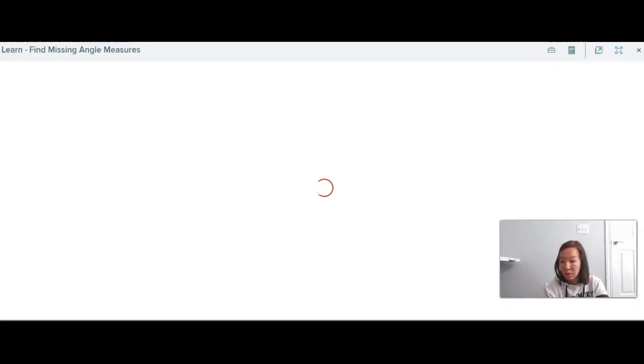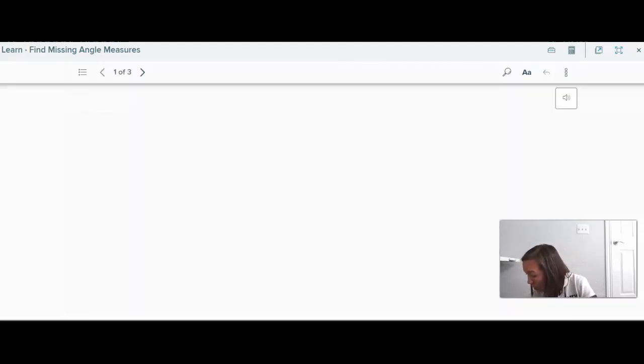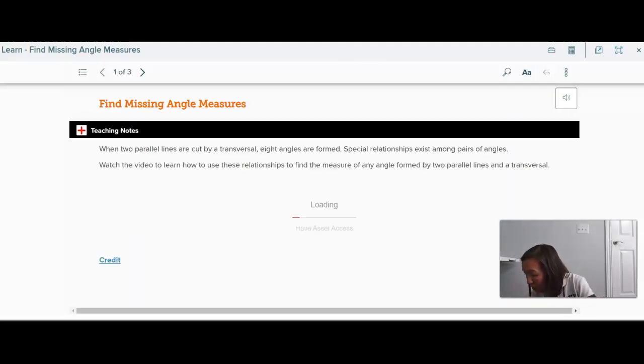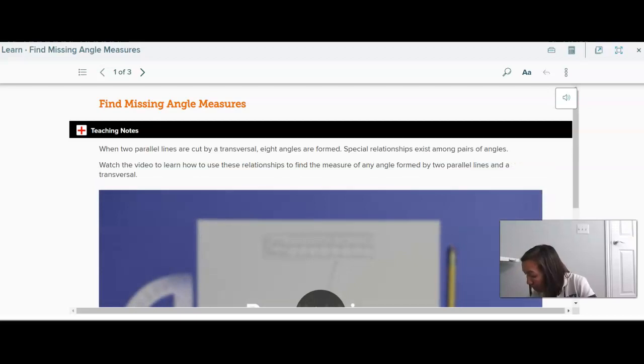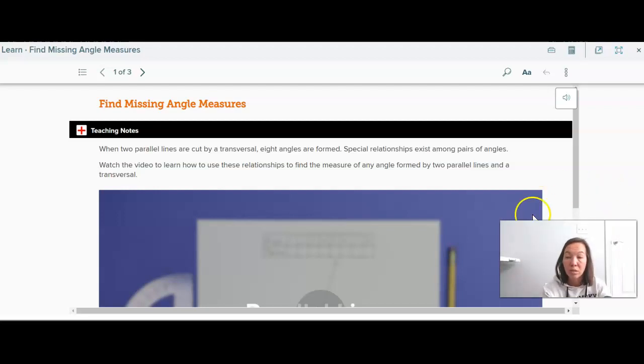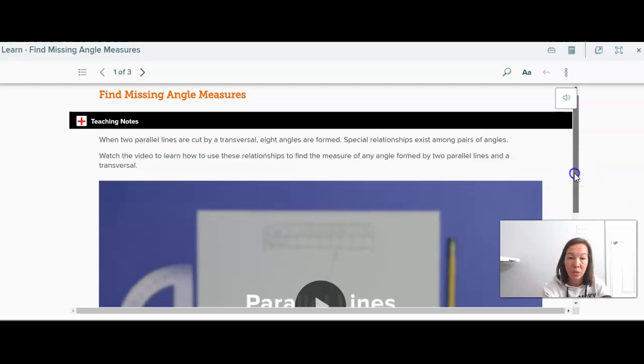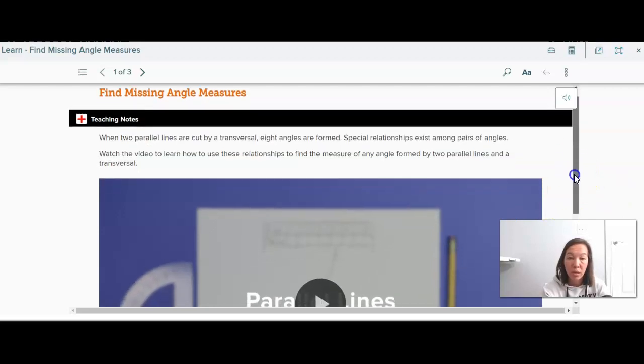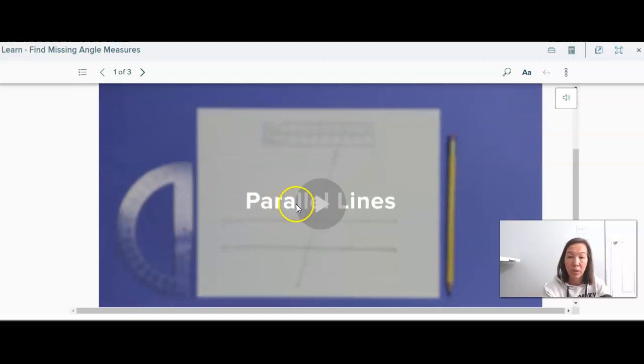Okay, now that we are able to identify alternate interior, alternate exterior, and corresponding, there are some relationships we can use with those. So just watch this really quick, and then we'll talk about some examples.